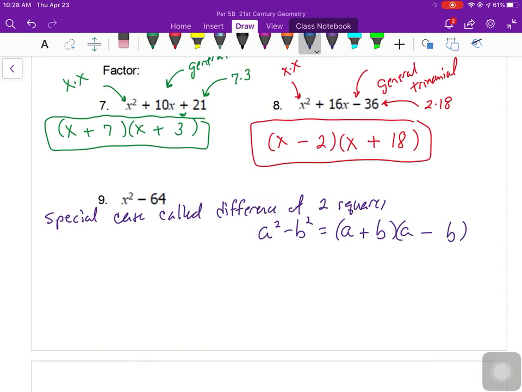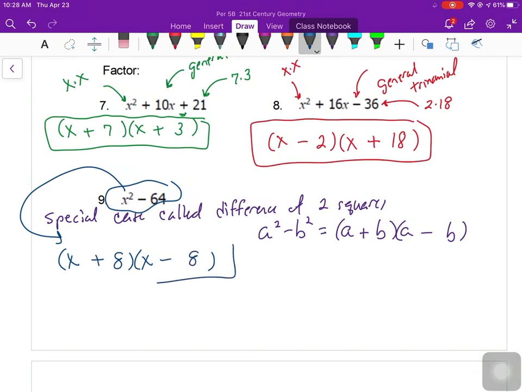So for the problem that we're trying to do here, we'll have to make 2 sets of parentheses. To get our x squared, we need x and x. To get 64, we need 8 and 8. One has to be plus and one has to be minus. And that's a special pattern you learned in Algebra 1 that you will have to use.